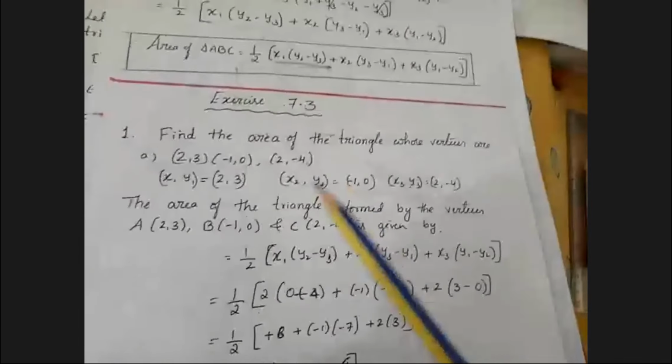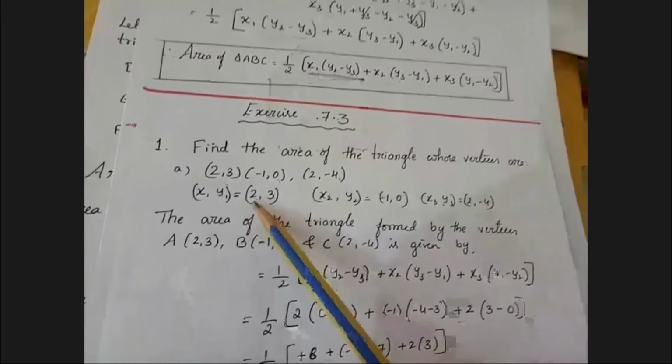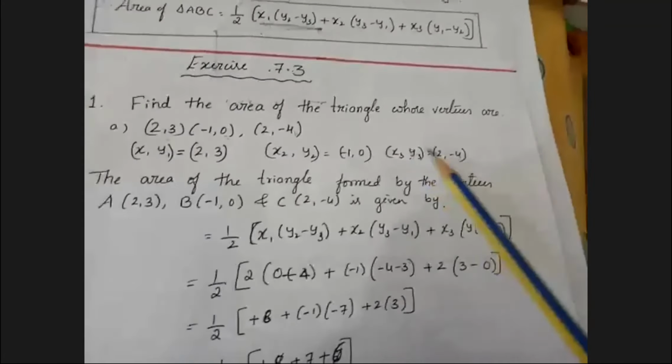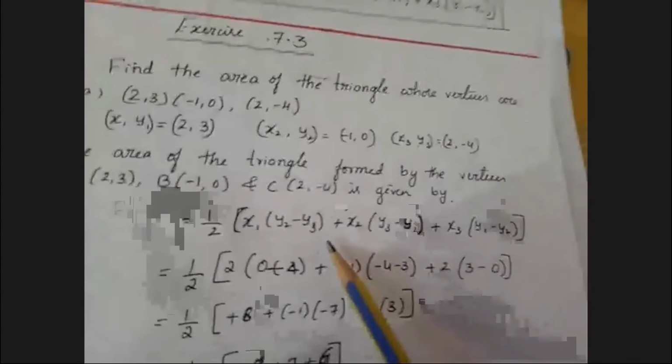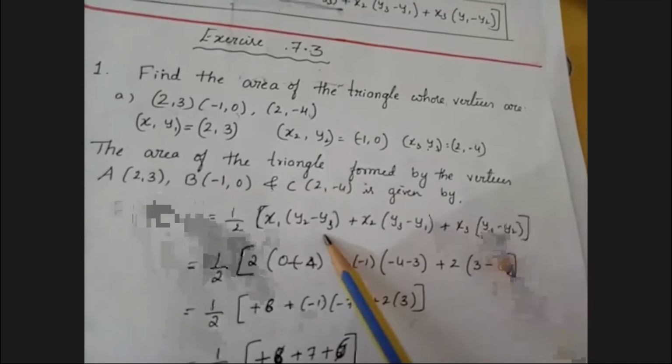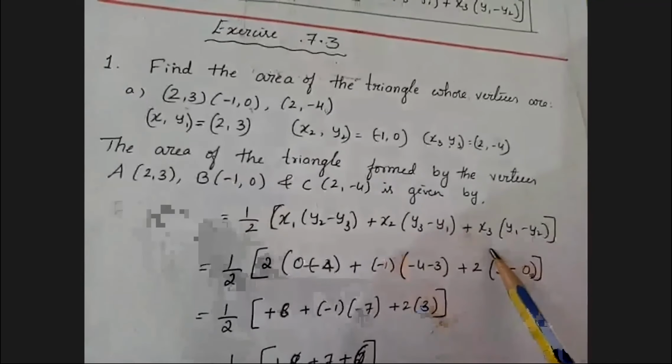To avoid the confusion, I just wrote: first one is x1, y1, second one is x2, y2, third one is x3, y3. These values I just applied in the formula. Am I clear here? Any doubt, children?